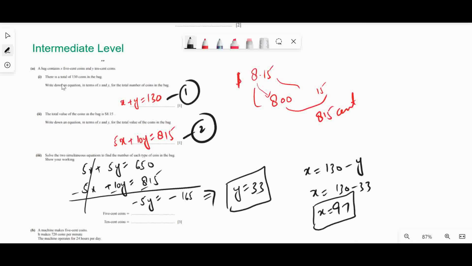So now we know that x represents the 5-cent coins, so this will be equal to 97, and y will be equal to 33. Let's move to part B.